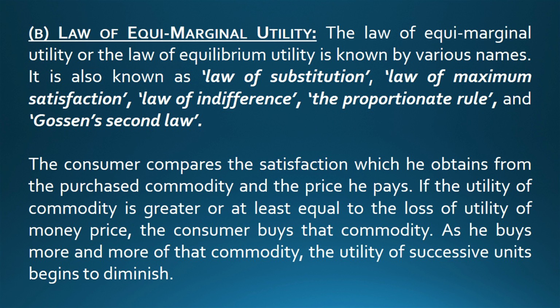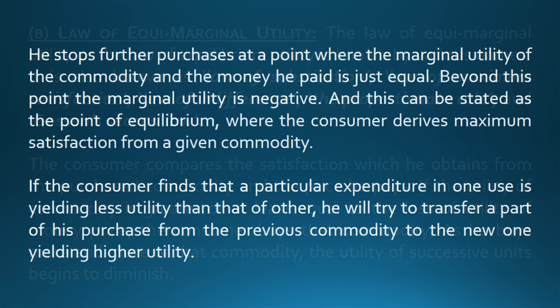If the utility of commodity is greater or at least equal to the loss of utility of money price, the consumer buys that commodity. As he buys more and more of that commodity, the utility of successive units begins to diminish. He stops further purchases at a point where the marginal utility of the commodity and the money he paid is just equal. Beyond this point the marginal utility is negative. And this can be stated as the point of equilibrium, where the consumer derives maximum satisfaction from a given commodity.